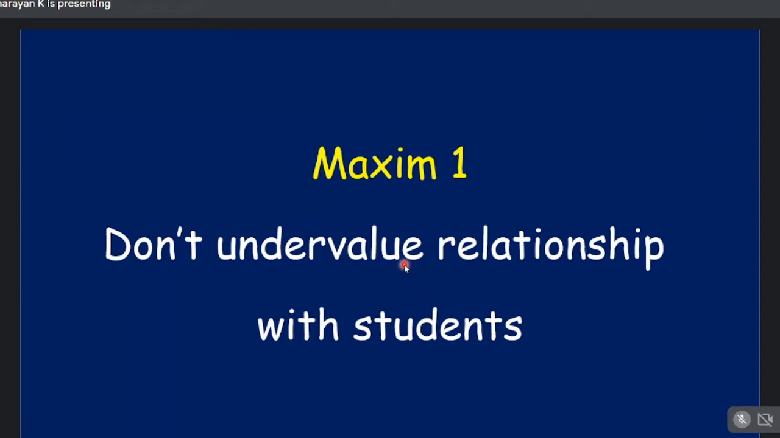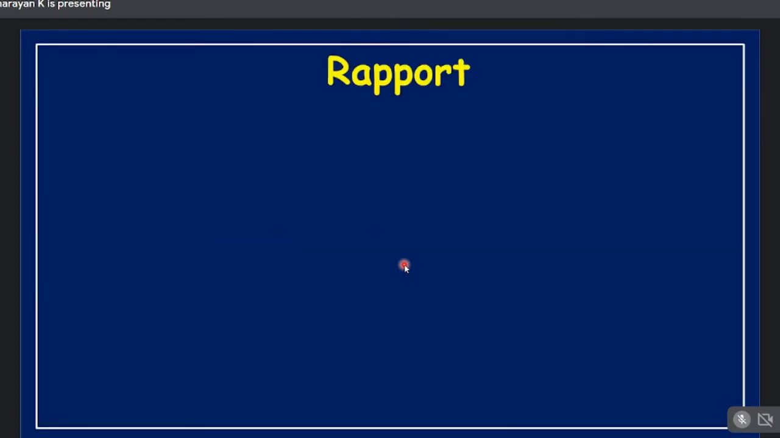First maxim is don't undervalue relationship with students. These two things, that is, one is learning and the other thing is the relationship. We often think that these two are not linked, but the reality is that a good relationship will foster better learning. And to understand that, we must understand the word rapport. Rapport means that connection, that link that we have with our students. And what does this rapport mean? Rapport actually can be expanded to mean meaningful relationship.